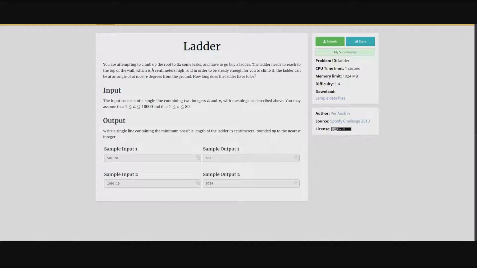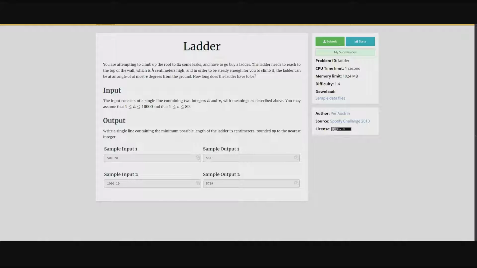You are attempting to climb up the roof to fix some leaks and have to go by a ladder. The ladder needs to reach to the top of the wall, which is h centimeters high, and in order to be steady enough for you to climb it, the ladder can be at an angle of at most v degrees from the ground. How long does the ladder have to be?